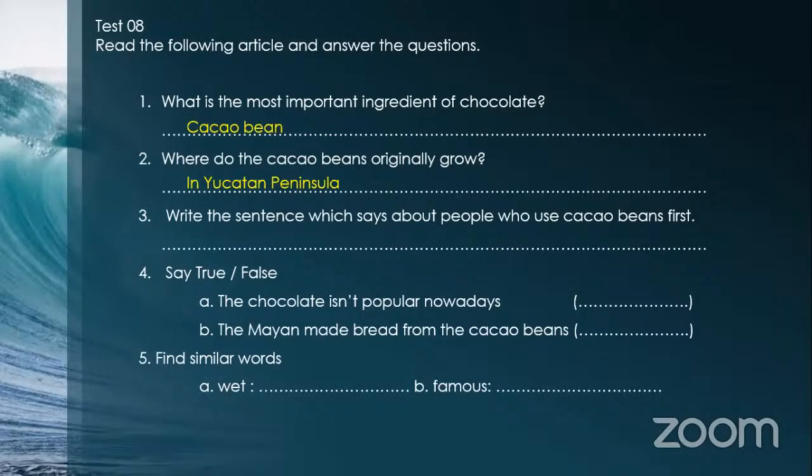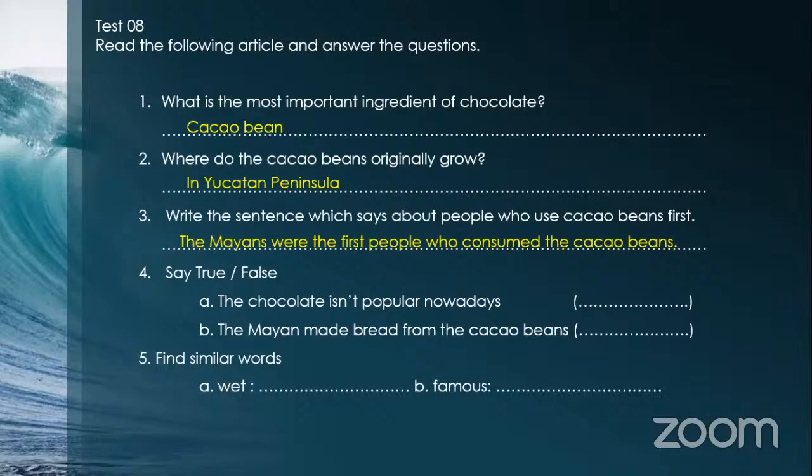And the third question, write the sentence which says about people who used cocoa bean first. The answer is the Mayans were the first people who consumed the cocoa beans, right? That is the answer. When you are asked to write the sentence, you have to write the full sentence there, right? The Mayans were the first people who consumed the cocoa beans.